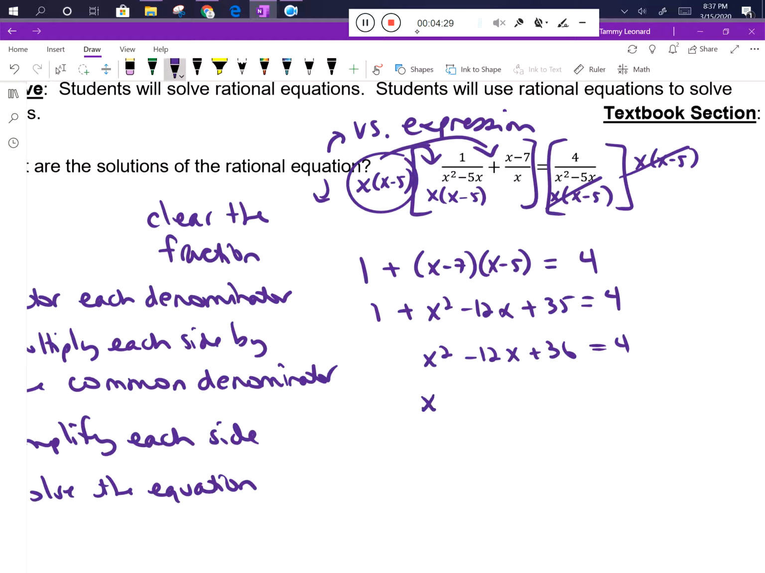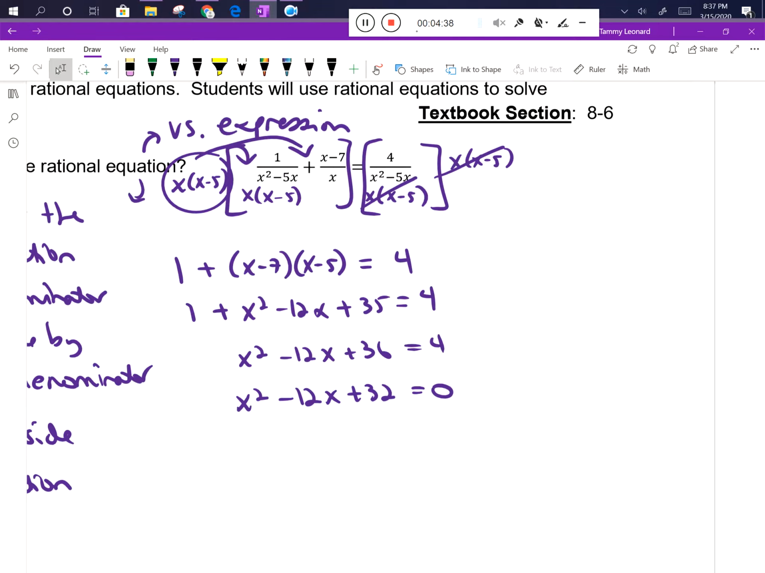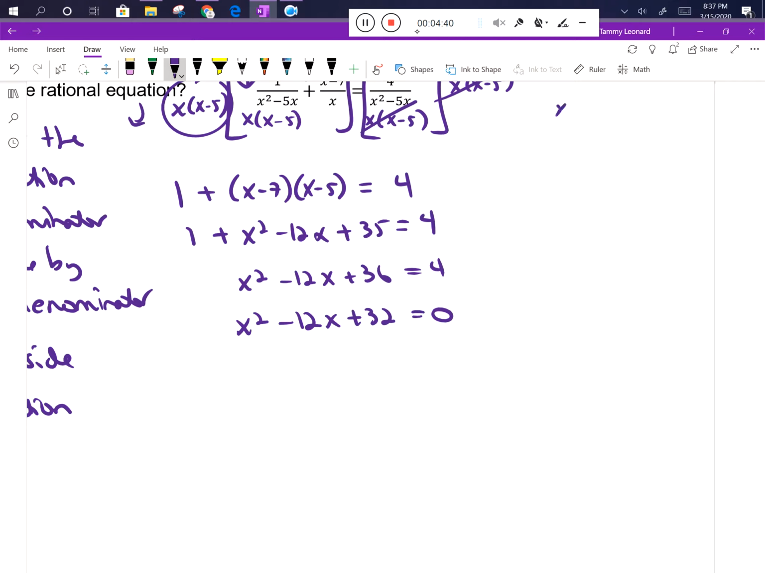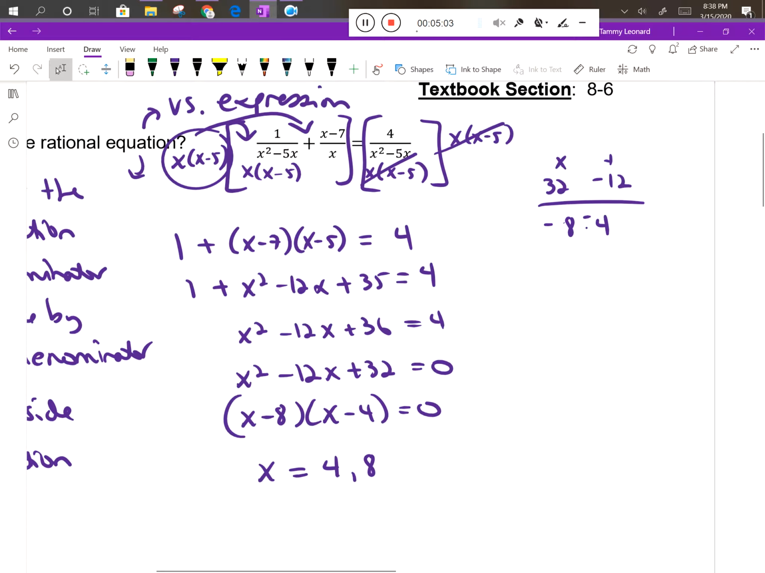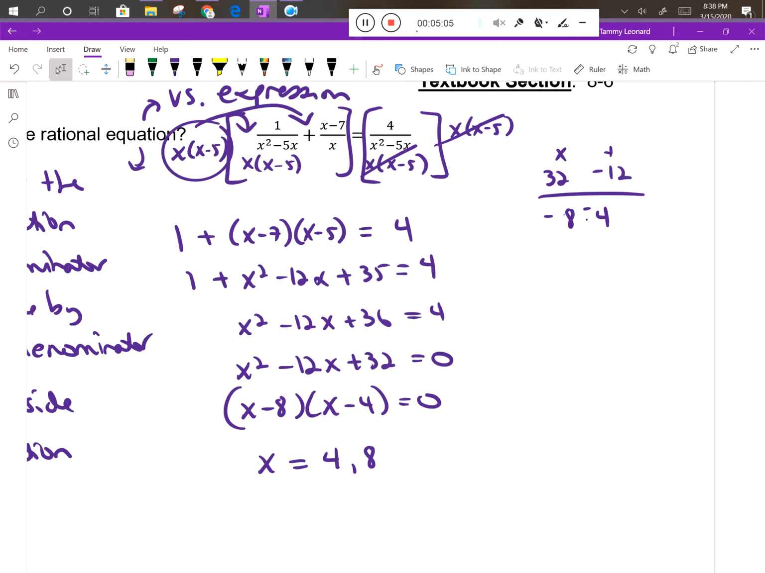So we know we want 0 on one side. And then typically we want to try to factor. Sometimes we can, sometimes we can't. So I need two numbers, let's see, that multiply to make 32 and add to make negative 12. Let's see, 32 can be 8 and 4. They would have to both be negative in order to get negative 12. So we're going to have x minus 8 times x minus 4 is equal to 0. So x equals 4 or 8.